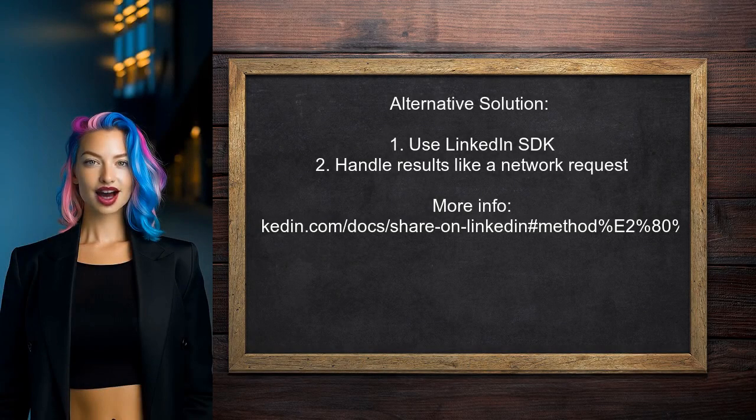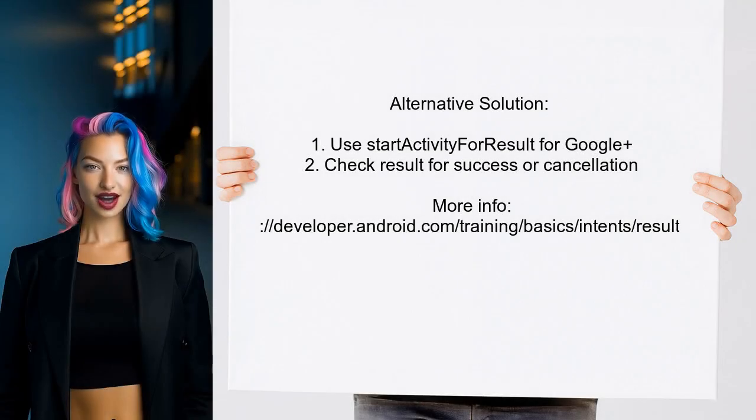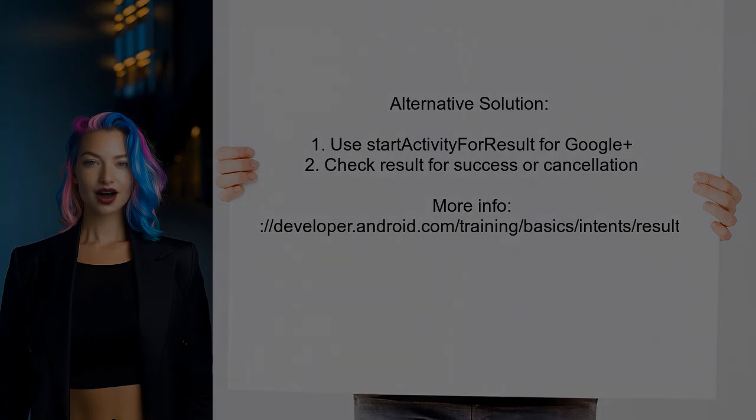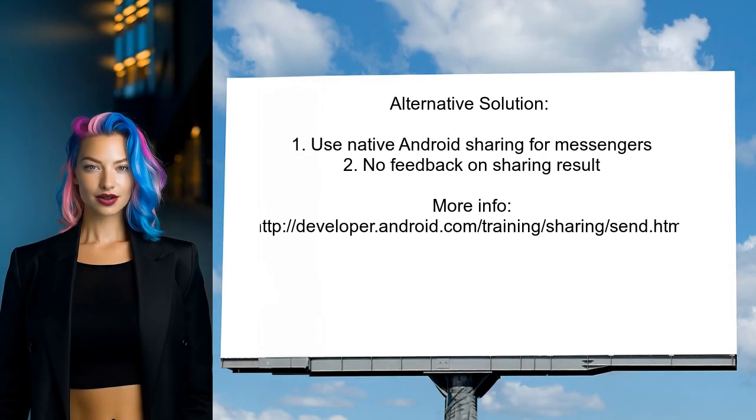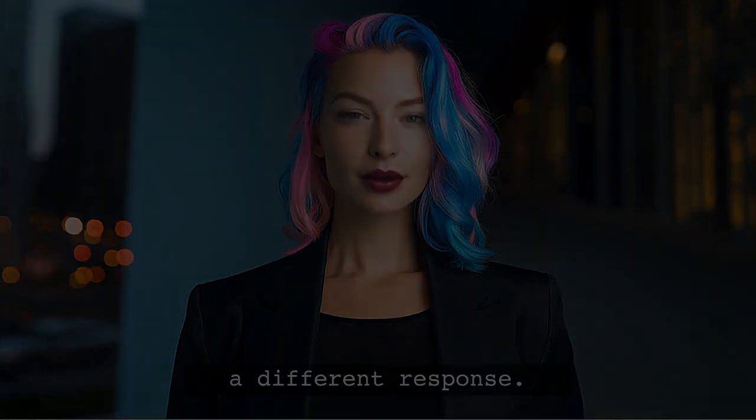For LinkedIn, you can use their SDK to get results similar to handling a network request. This allows you to check if the share was successful. For Google+, check the result of the started activity using Start Activity for Result. You will receive either a success or cancellation result. For Reddit, you can use their REST API to compose a post and receive a response indicating success or failure. For other messengers like WhatsApp and Telegram, you can use the native Android sharing method, but it won't provide feedback on the sharing result. Now, let's shift our focus to a different response.